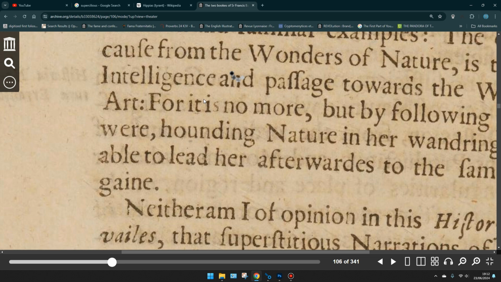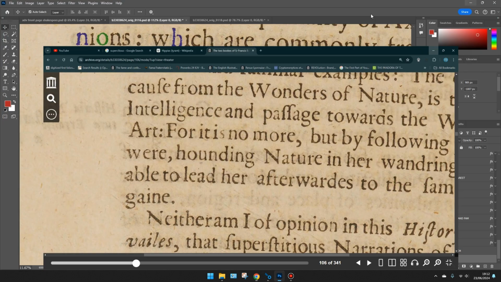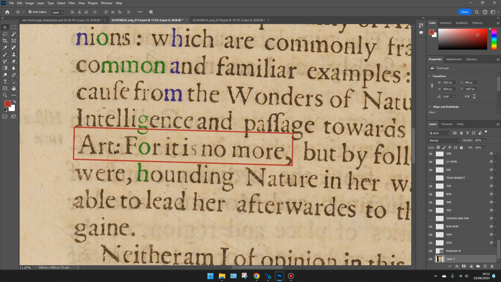And this is a different copy of the book. You can see that the S is indeed very faint. It's as if it's hardly been inked at all, and it's left a much smaller impression of the letter S. And this is art, because it's a graphic, isn't it? This is why it's art, for it is no more, because it's really heavily faded.